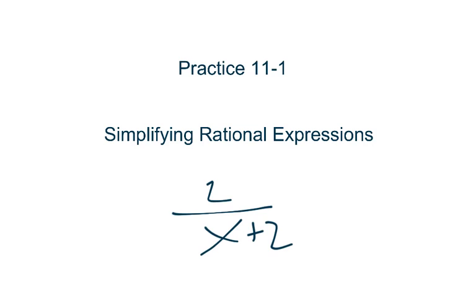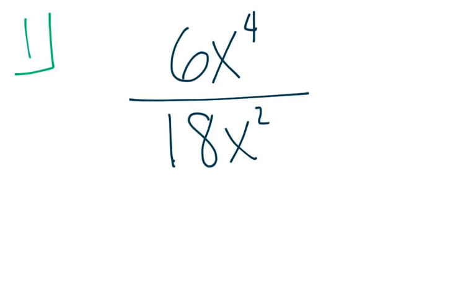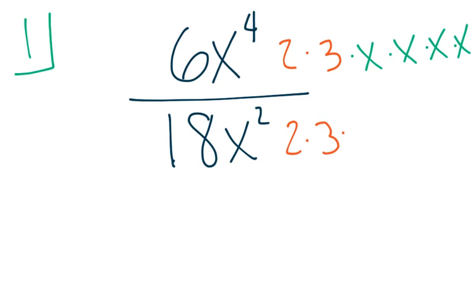And every time we have a fraction, we want to make sure that we put it in simplest terms, even when there's a letter in there. So, with this in mind, we have 6x to the fourth over 18x squared. What we want to do is simplify this fraction. 6x to the fourth is like saying 2 times 3 times x times x times x times x, because it's x to the fourth, there's 4 x's. 18 is like saying, let's see, 2 times 3 times 3 times x.